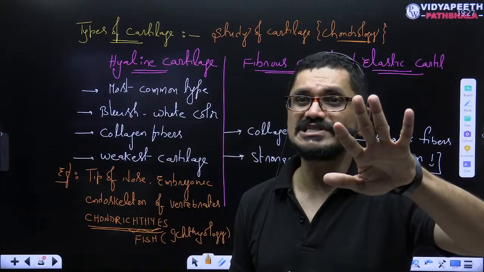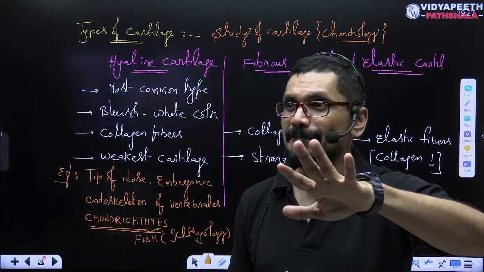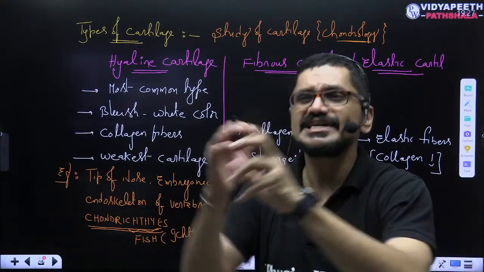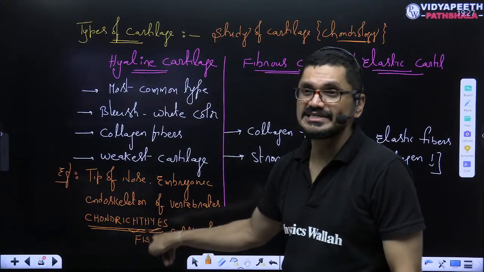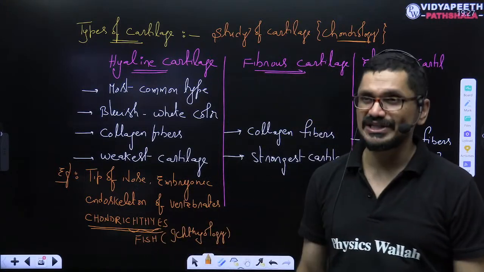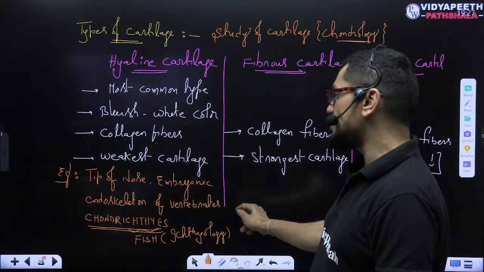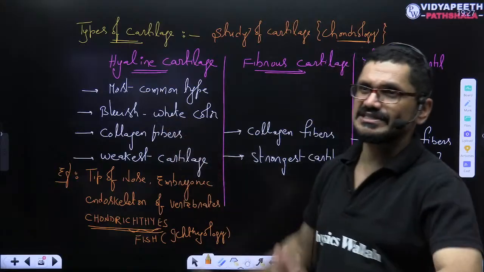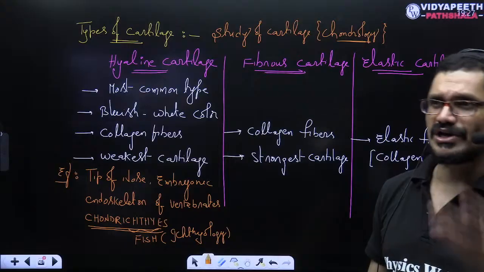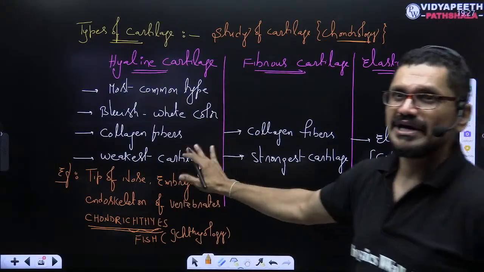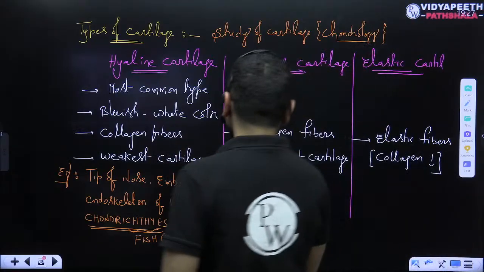Shark is a fish, of course, but all fish won't come under shark. All fish are not shark. Shark is a type of fish, that's it. That's why I have mentioned Chondrichthyes. Okay, tip of nose, embryonic endoskeleton of vertebrates, Chondrichthyes, that's it. I can write some more examples also, like trachea, bronchi, bronchioles, but I am restricting myself. I am stopping here. Now, fibrous cartilage, where is it present?